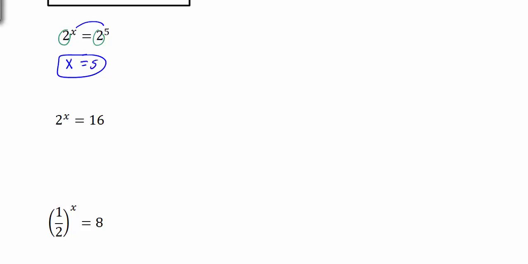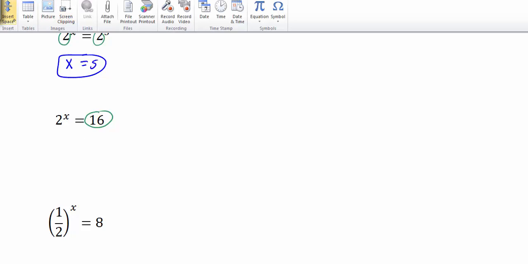Now, the next example we have here is 2 to the x equals 16. Well, notice now we don't have the same base. Here we have a base of 2, and over here we have a 16. So what we would like to do is make the base the same. Is there any way that we can change 16 so that it has a base of 2?